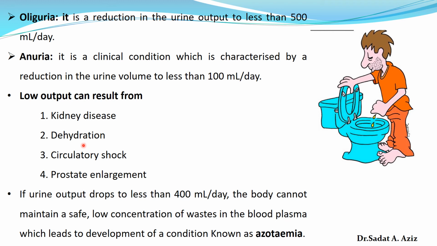So if urine output drops to less than 400 ml per day, the body cannot maintain a safe low concentration of wastes in the blood plasma. As you know, most of the waste products produced by the body's cells are eliminated through the kidneys. When there is a reduction in the urine output, we expect a low rate of waste elimination. This leads to a specific condition known as azotemia. This term is mainly used to define the conditions in which the level of nitrogen based molecules is increasing.